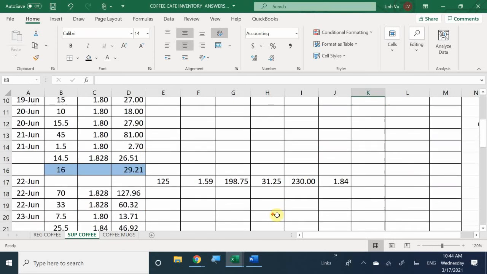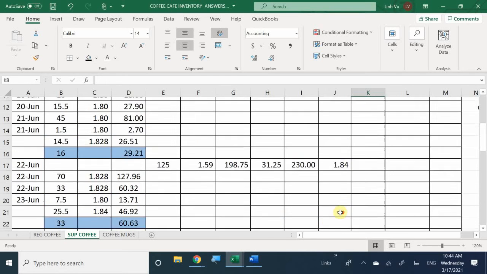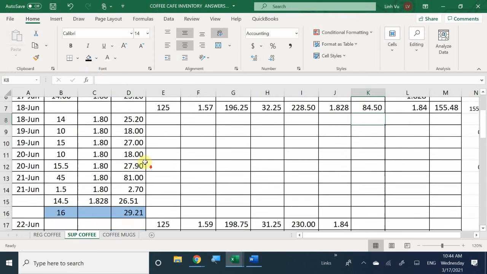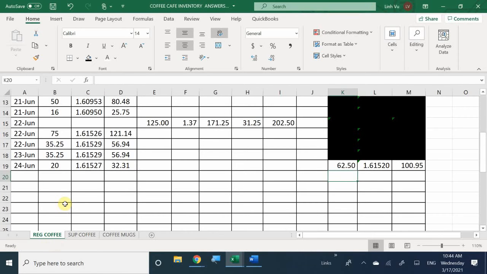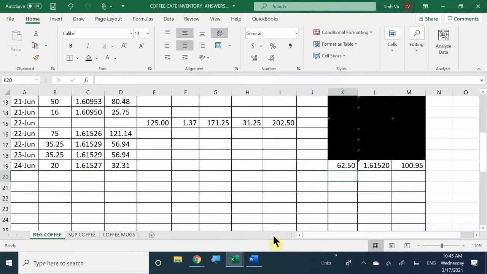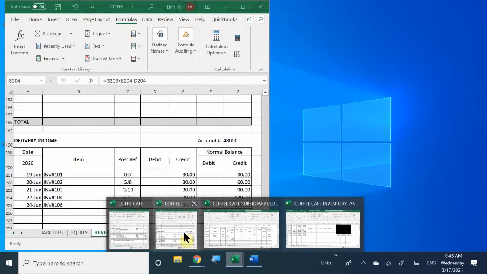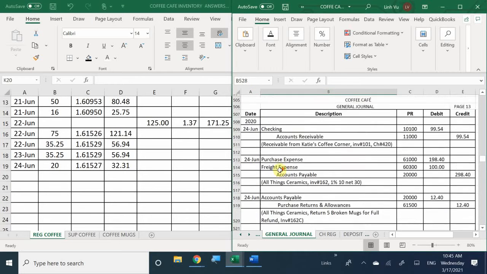Let me see, I started with 108. Yes. Okay, good. So 55.48. Once again, I sold 27.60 worth of Supreme Coffee, and I sold 32.31 of, reverse around, regular coffee is 32.31, and my Supreme is the 27.60. Back to my journal. Let's journalize it. The COGS.